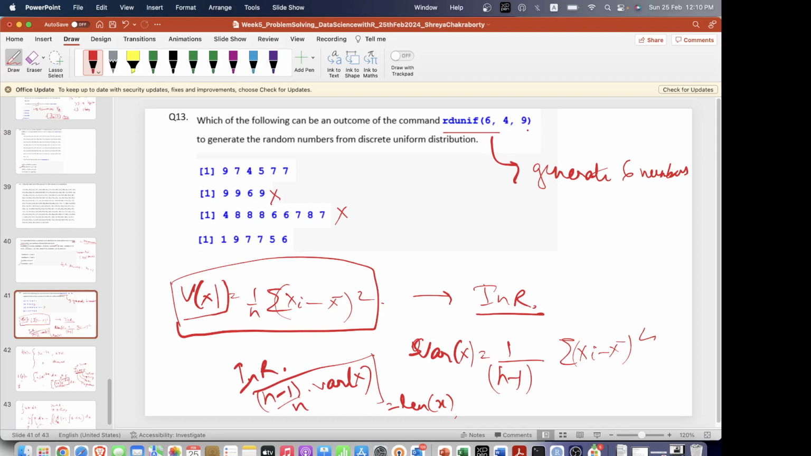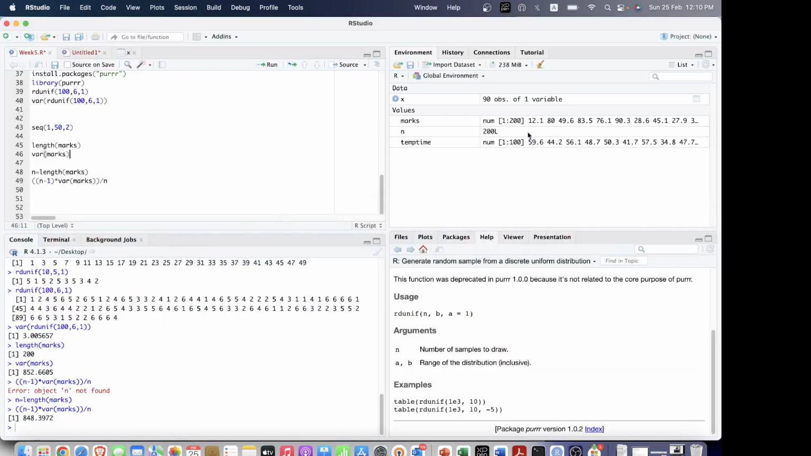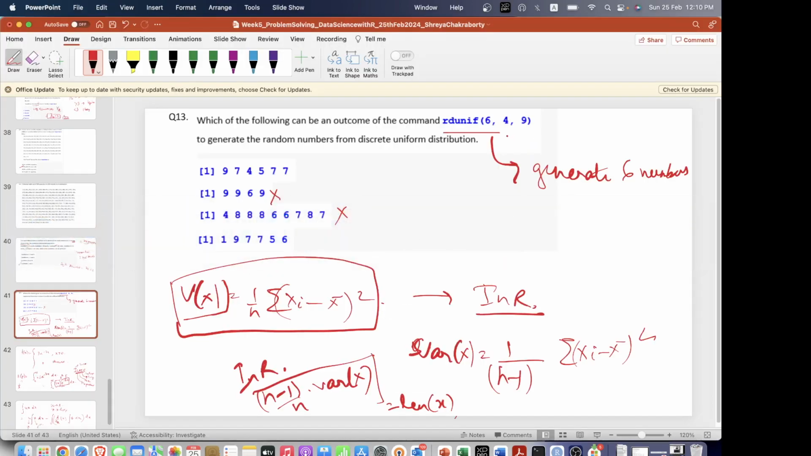And then this is A and this is B. So here also we checked runif 6, 1. So from this we are generating numbers from 4 to 9. So this first one is excluded because 1 doesn't fall in that range. So the first one. Okay, all right.